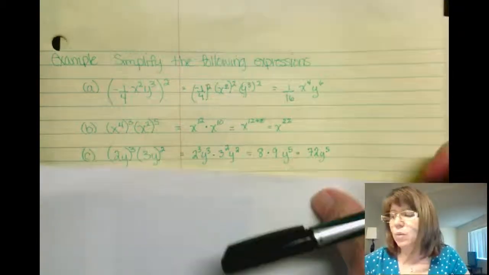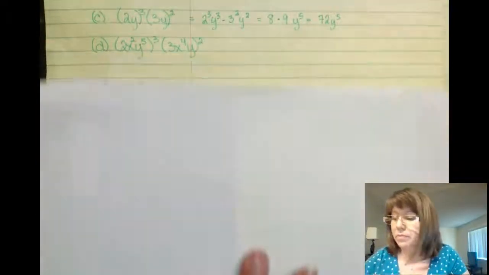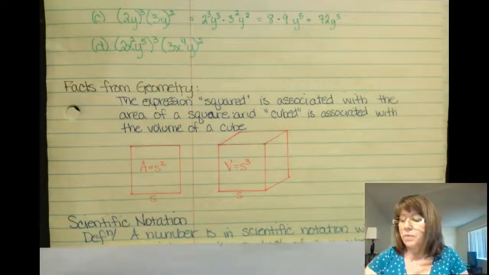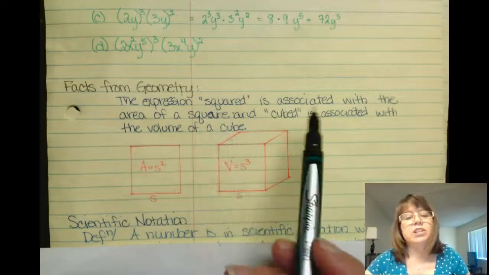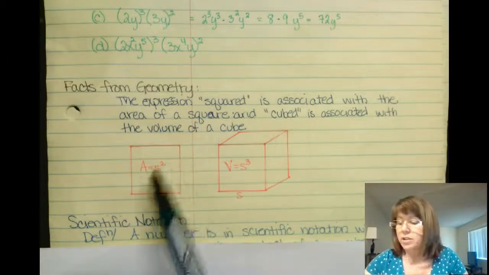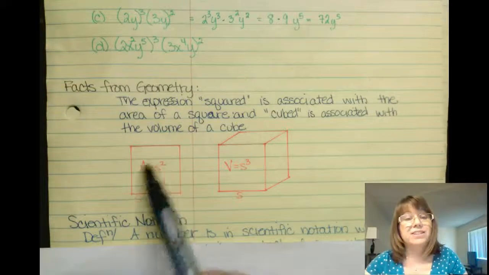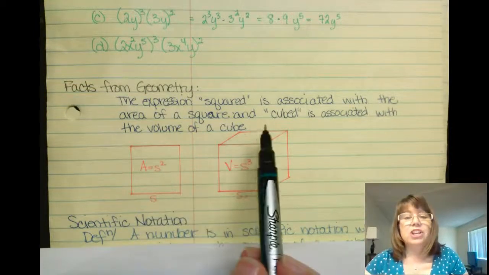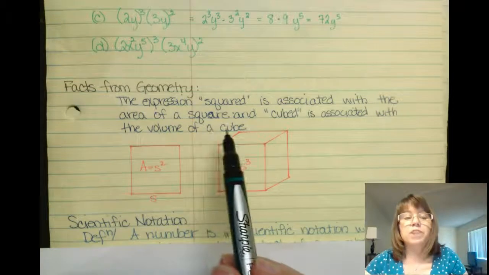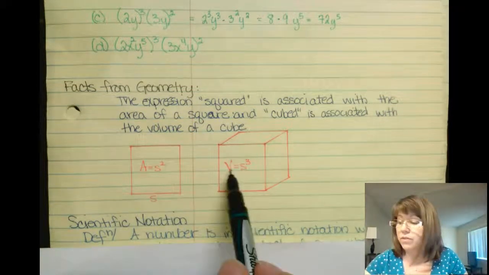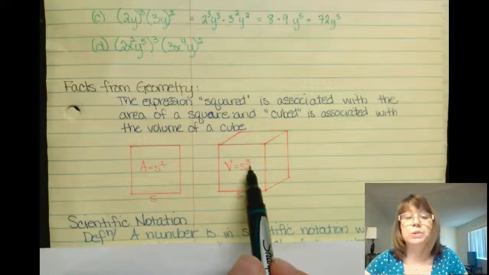So why is it that we say squared and cubed? Well, here's the reason. With geometry, we say squared is associated to the area of a square. So A equals s squared, because it is s squared. And cubed is associated with the volume of a cube, which is a 3-dimensional square. So volume equals side cubed.